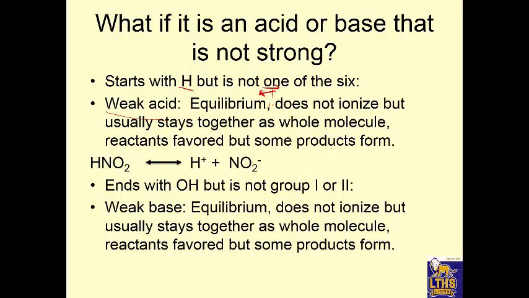Okay, so this is an equilibrium reaction, meaning some of these break into ions, some of those turn back into whole molecules. What do most of them do? Stay together. Okay, not many ions. Equilibrium. Okay, what about bases? Well, ends with OH, base. But it's not group 1 or 2, so it must be a weak base. And ammonia. Alright, so it does not ionize completely. It usually stays together as whole molecules.